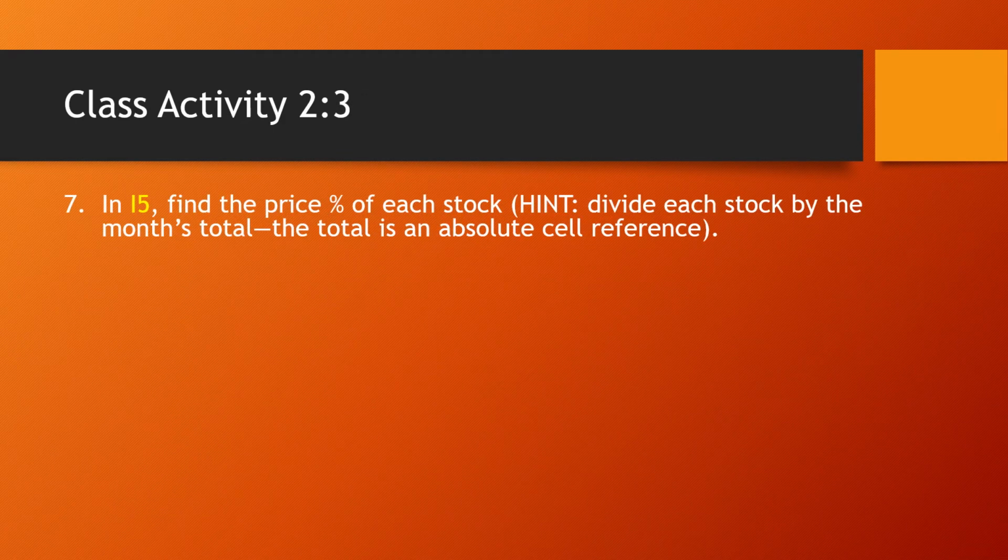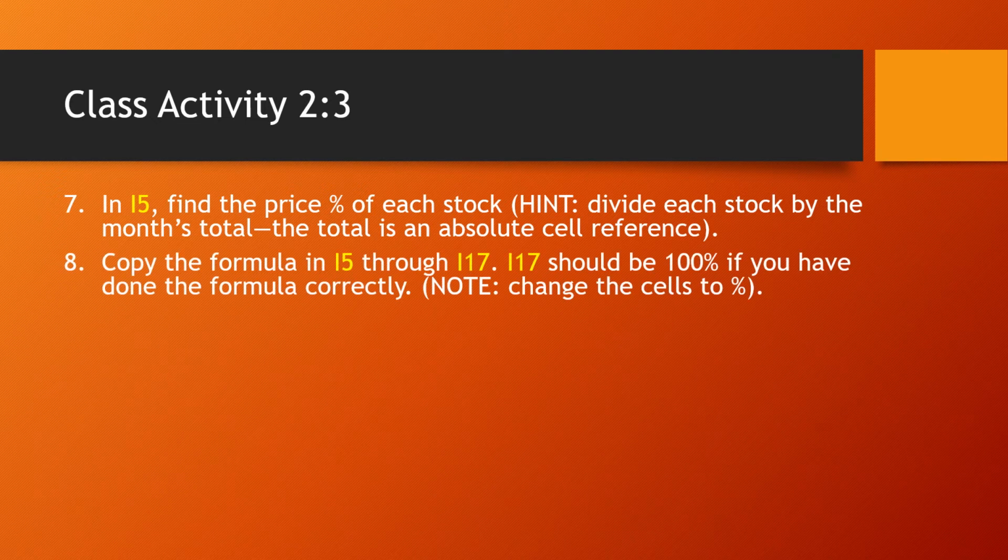In I5, find the price total percent of each stock. Divide each stock by the month's total. The total is an absolute cell reference. Copy the formula in I5 using the fill handle down through I17. I17 should be 100% if you have done the formula correctly. Remember to change the cells to a percent.